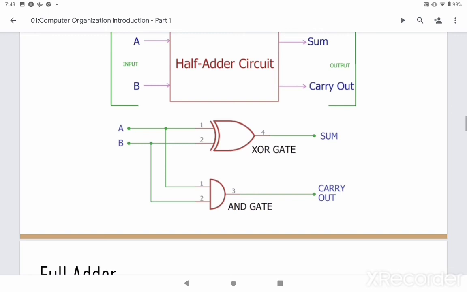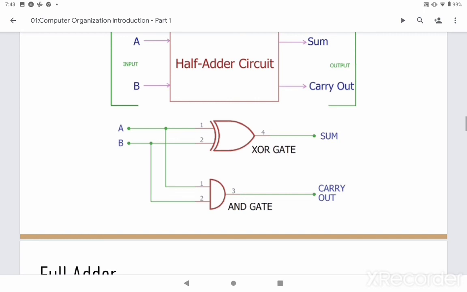And for the fourth category, if I am giving the values A equal to 1 and B equal to 1, then my answer will be 0 here, because in this case two values are 1. So under the category sum, it will be 0.